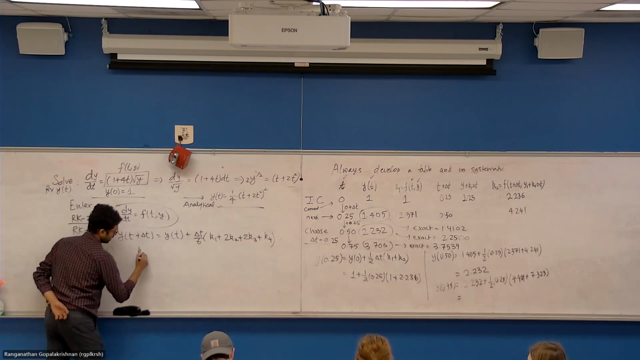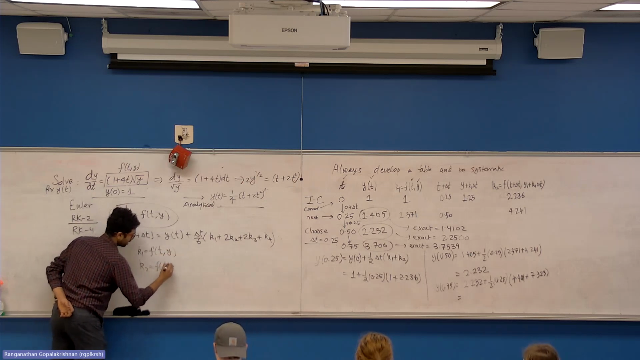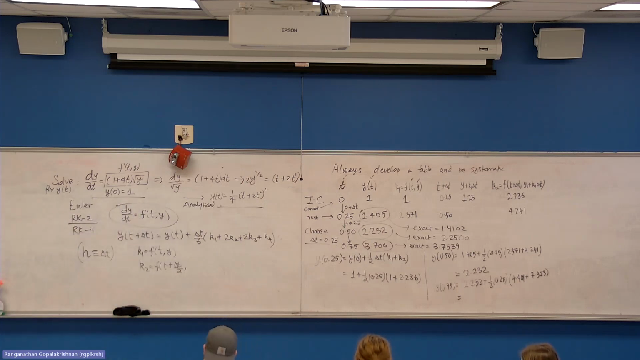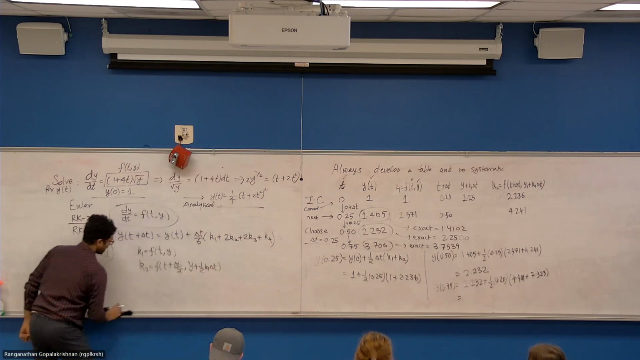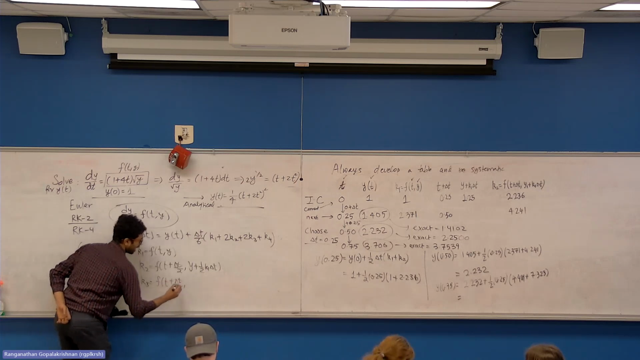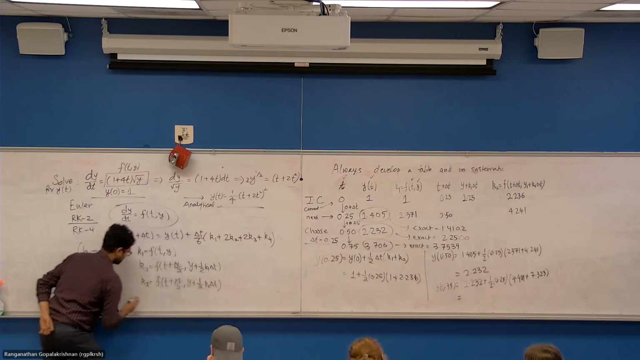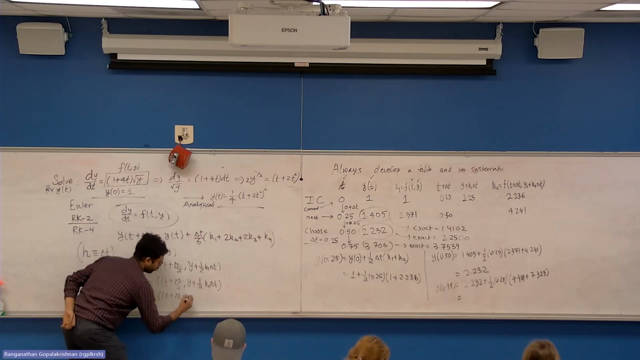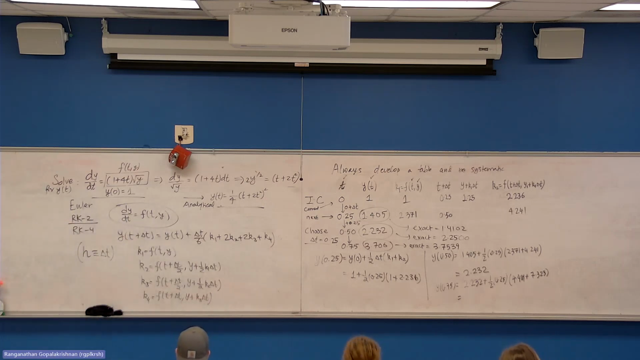where k1 is the function evaluated at t and y, k2 is the function evaluated at t plus delta t over 2, and y plus half k1 delta t, and k3 is the function evaluated again at t plus delta t over 2, and y plus half k2 times delta t, and k4 is the function evaluated at t plus delta t, and y plus k3 times delta t. So you have to evaluate the function 4 times.